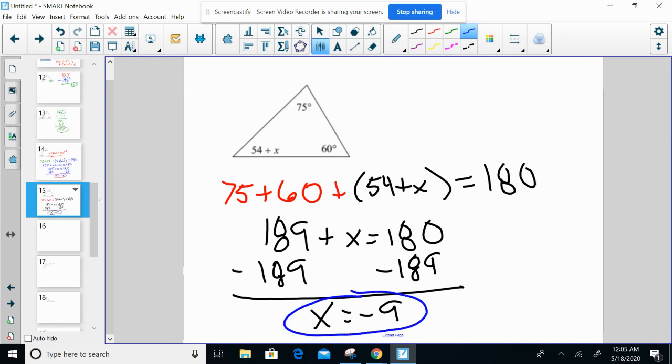That's good. That's basically part of our answer. And then just take 54 plus negative 9. Plug in negative 9. So it's, what is it? 54 plus negative 9. You end up with 45 degrees. That means that this angle is 45 degrees.